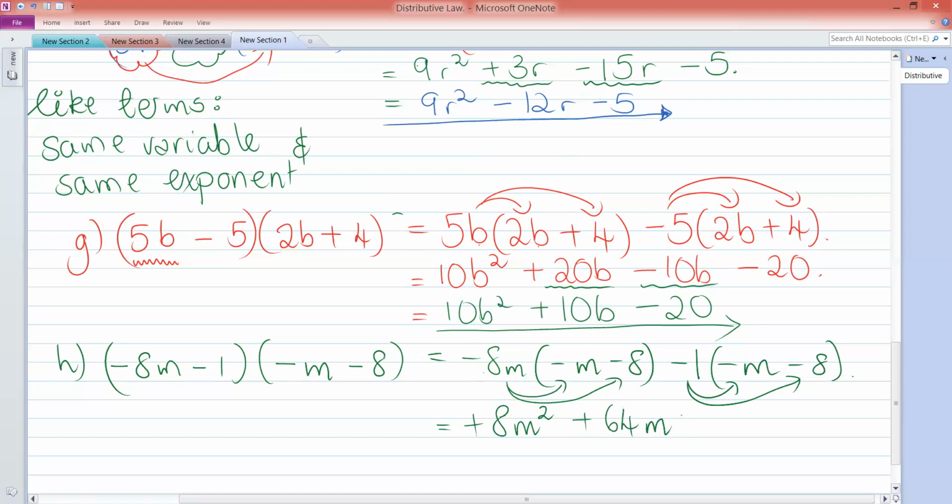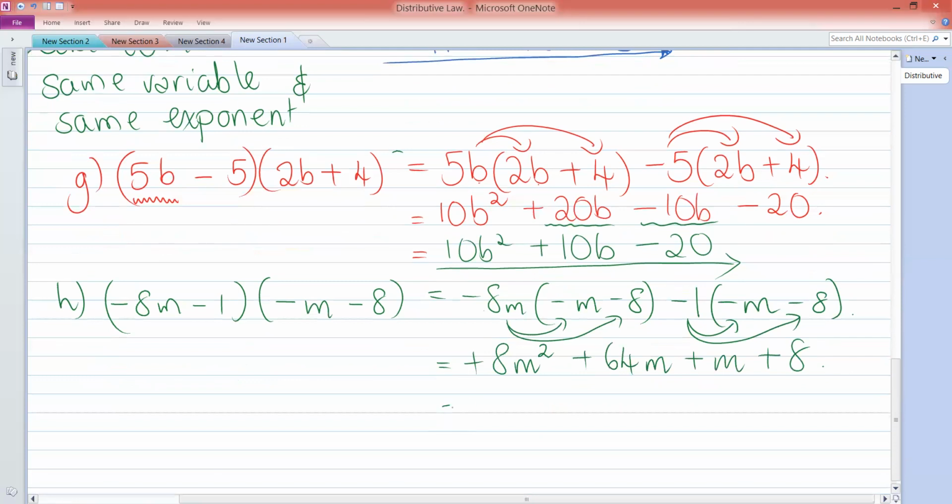Right. On to the next bracket. Negative 1 times negative m. This is now positive m. Negative 1 times negative 8. That becomes positive 8. Any like terms? Zachary, do you see any like terms, love?